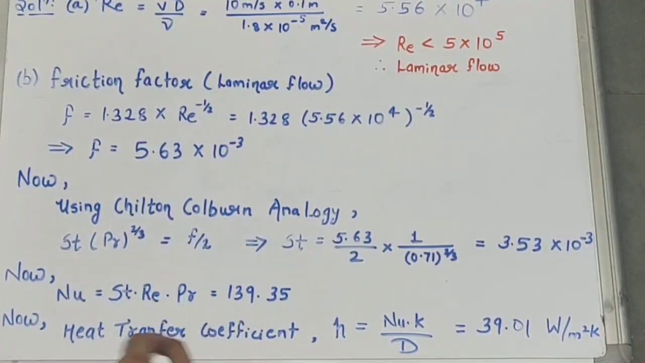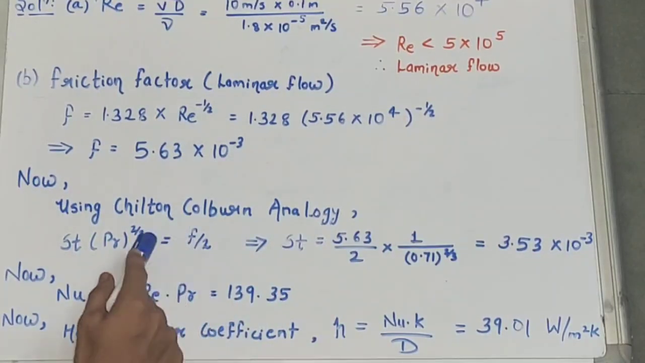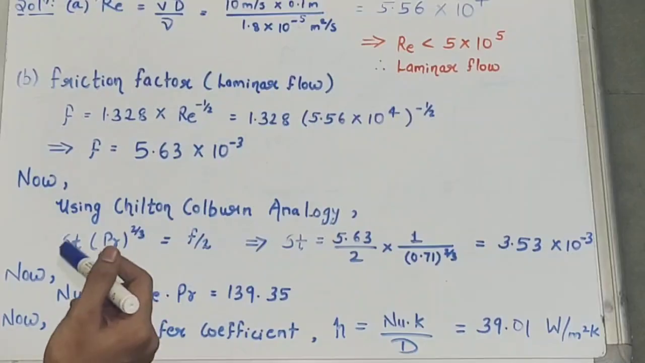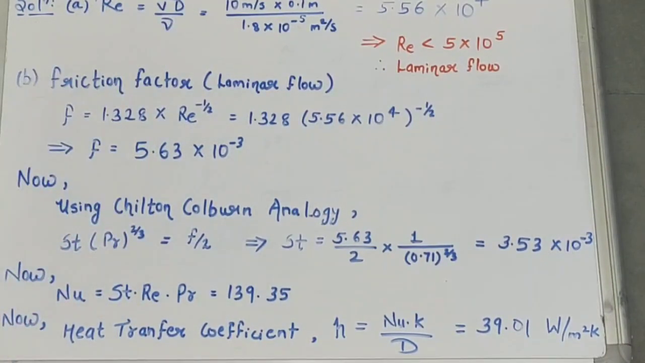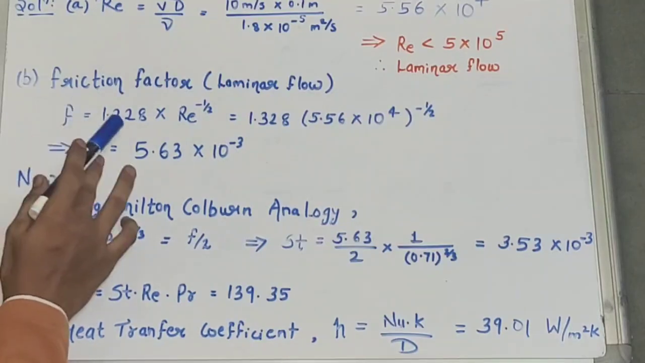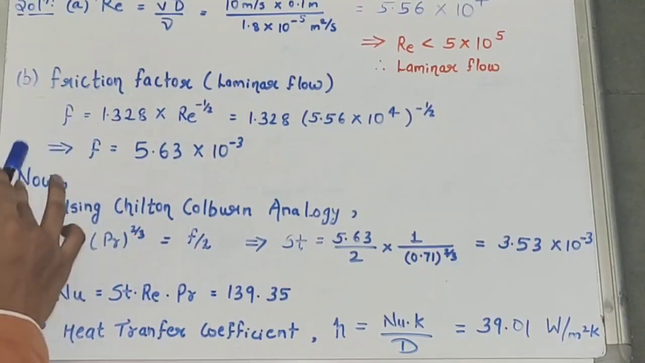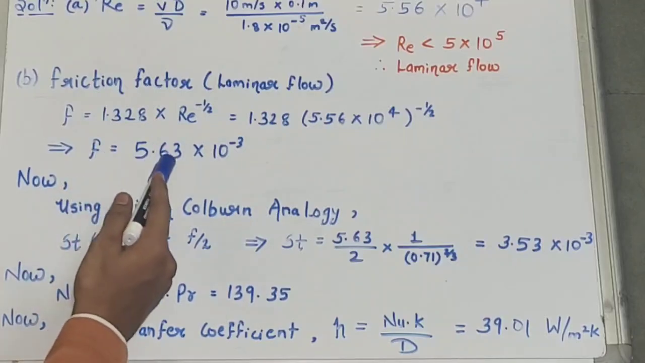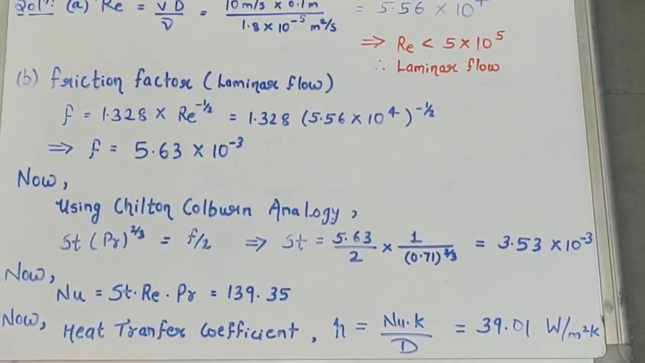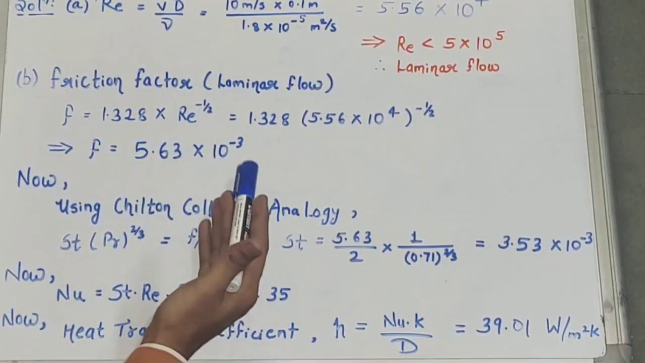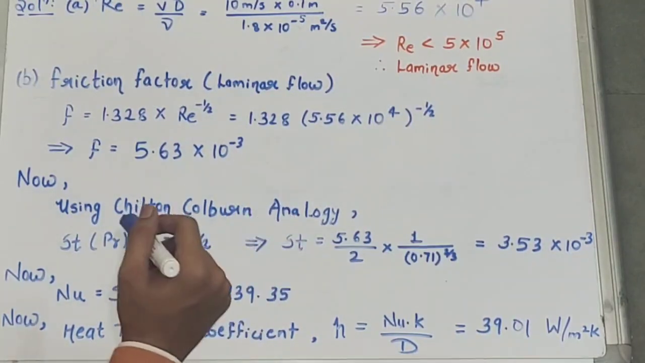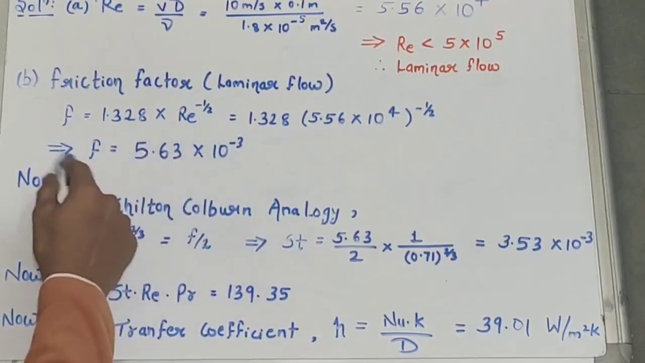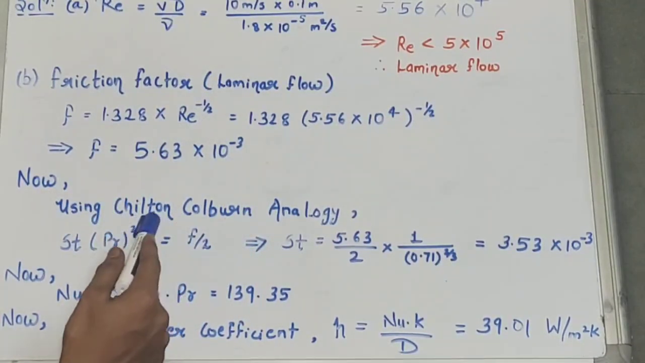The next part of the question is to find heat transfer coefficient. For that we need Nusselt number, for that we need Prandtl number and then for that we need friction factor. So first of all we will calculate friction factor for laminar flow with the help of Reynolds number. The formula for laminar flow friction factor is given as f is equal to 1.328 into Reynolds number to the power minus 1 by 2, which is given as 1.328 into 5.56 into 10 to the power 4 whole power minus 1 by 2. After calculating this value, we get friction factor as 5.63 into 10 to the power minus 3.